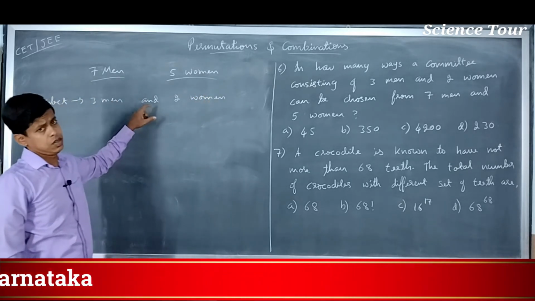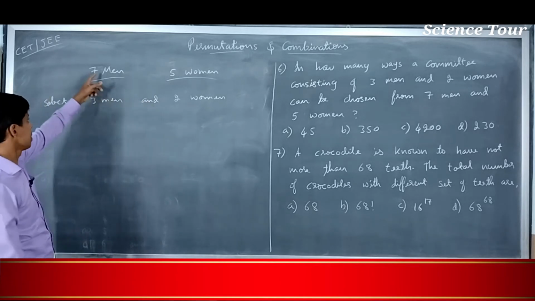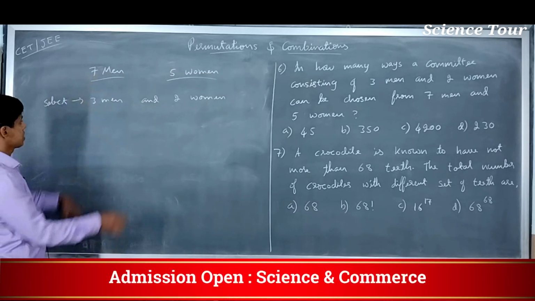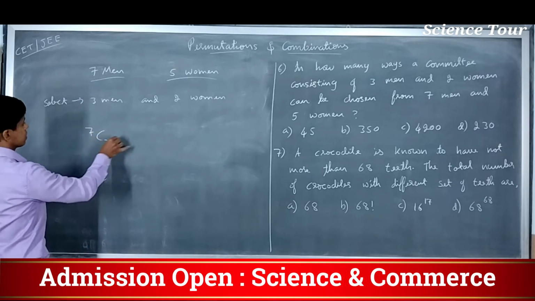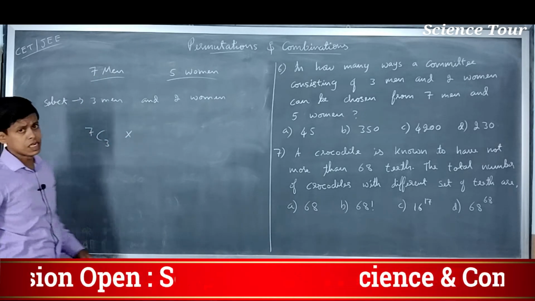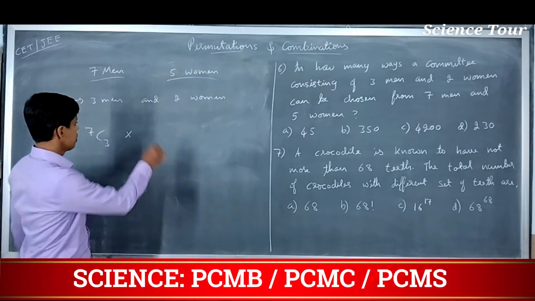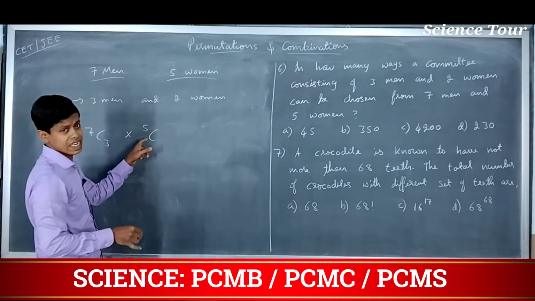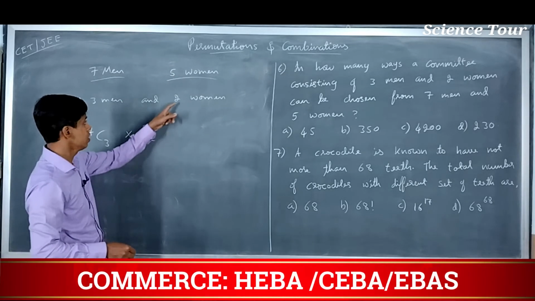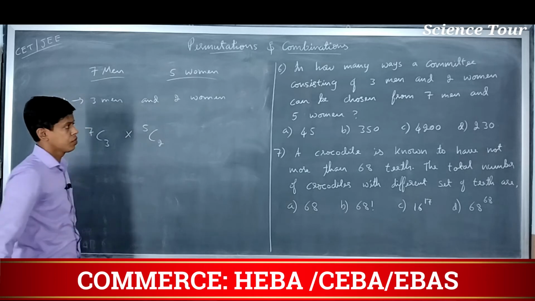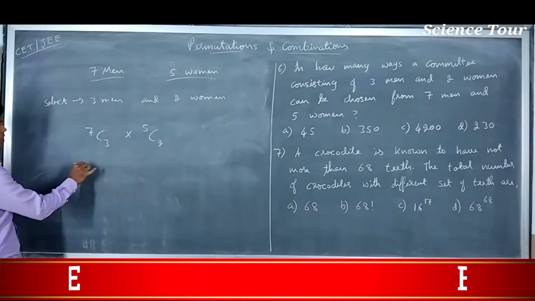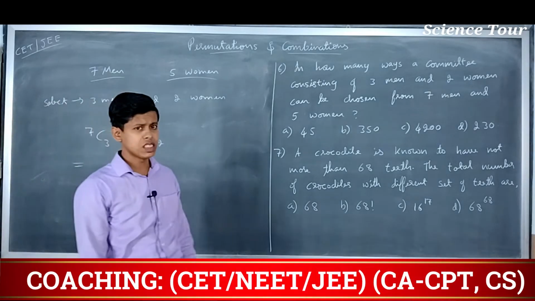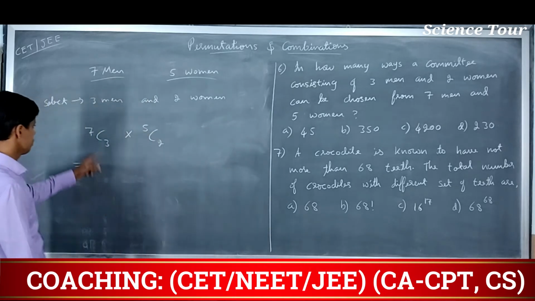Alright, so multiplication. Now, how many ways can you select 3 men from 7? 7 C3, and 'and' is multiplication, and out of 5 you have to select, combination is selection, 2 women. Okay, so just calculate this. This was a straightforward, direct question. Let's see what we get here.